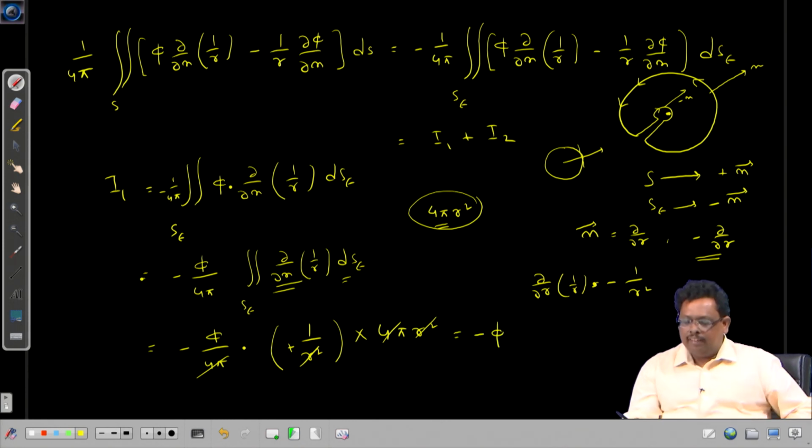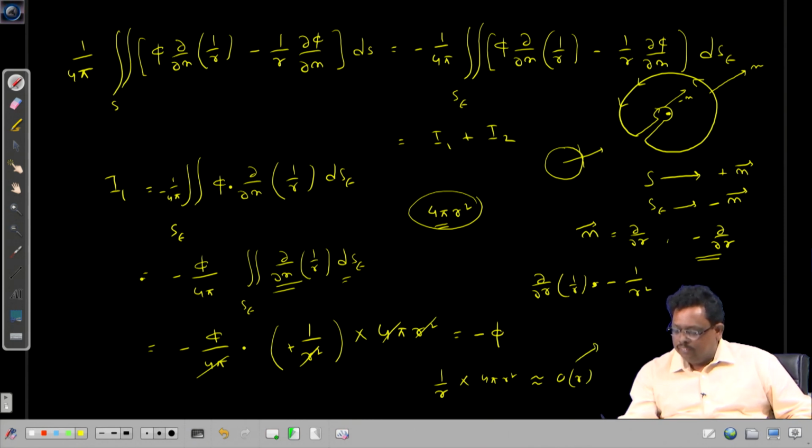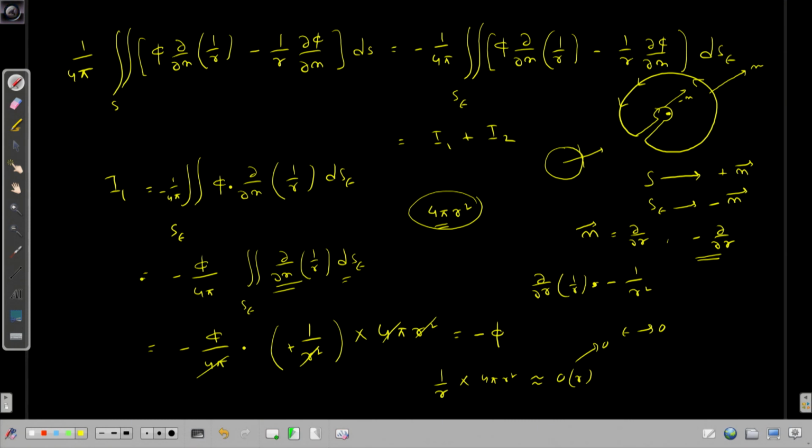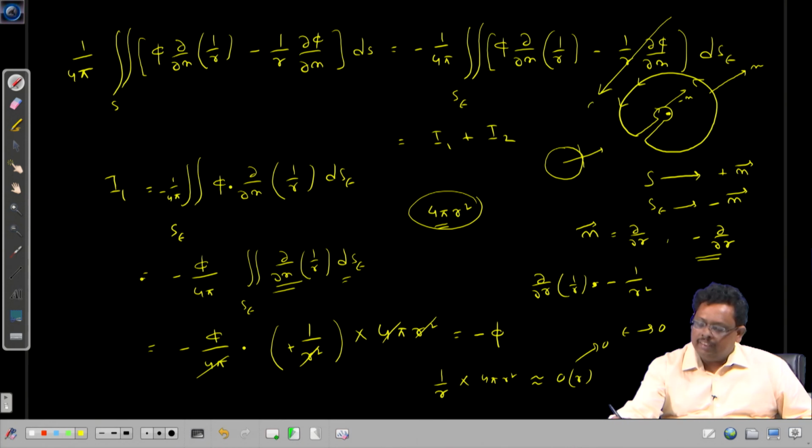Now, this second term I 2 eventually goes to 0. Why? Because again, in the linear sense you can check that I have 1 upon r in this integral. If I multiply by 4 pi r square, then it actually becomes order of r. Now, this goes to 0 as epsilon goes to 0. So, this is my argument. So, I can omit this, I can ignore this, I can make it 0.